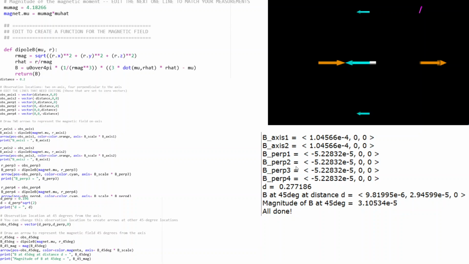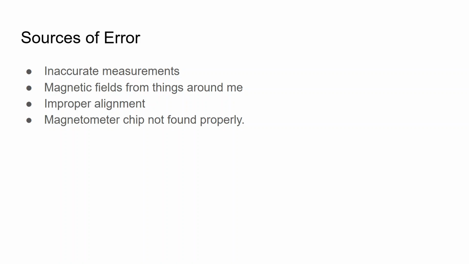And you can see here that the magnitude of B at the 45 degrees was 3.10534 times e to the negative 5th teslas. That is calculated in this code. Since the numbers do not match up, the sources of the error can come from inaccurate measurements, magnetic fields of things around me, improper alignment, and the magnetometer chip not found properly.